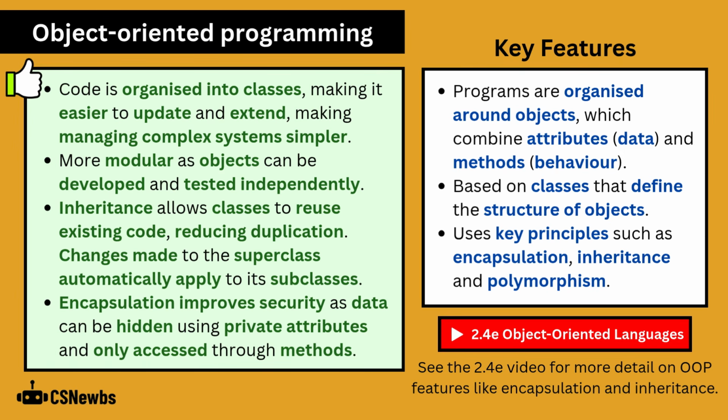Advantages of OOP include that code is organized into classes, making it easier to update and extend, and making managing complex systems simpler. It's more modular, as objects can be developed and tested independently. Inheritance allows classes to reuse existing code, reducing duplication, and changes made to the superclass automatically apply to its subclasses. And encapsulation improves security, as data can be hidden using private attributes and only accessed through those methods.